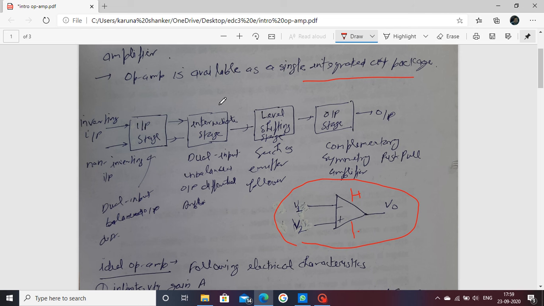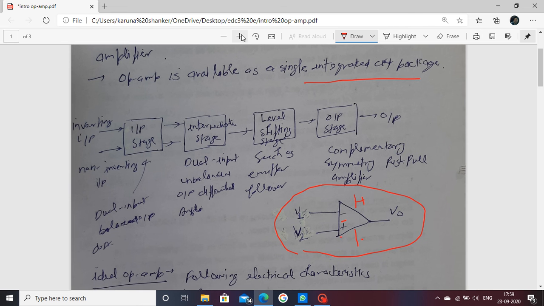This symbol has an internal block diagram. You see the internal block diagram here. The first point is that the op-amp has two input terminals. One terminal is called the inverting input and the other is called the non-inverting input. The inverting input is the negative terminal, which is this one, and the positive terminal is the non-inverting input. Overall, there are two input terminals of the op-amp: one is inverting and the second is non-inverting.